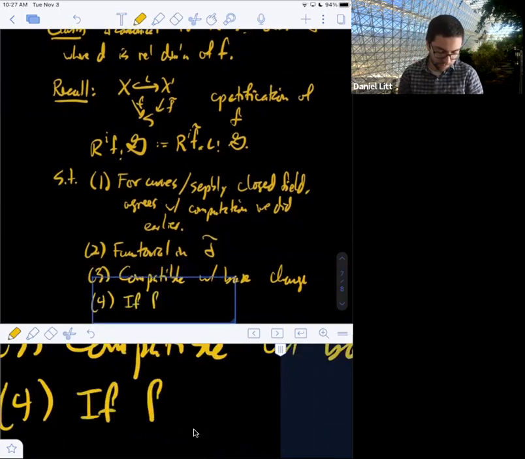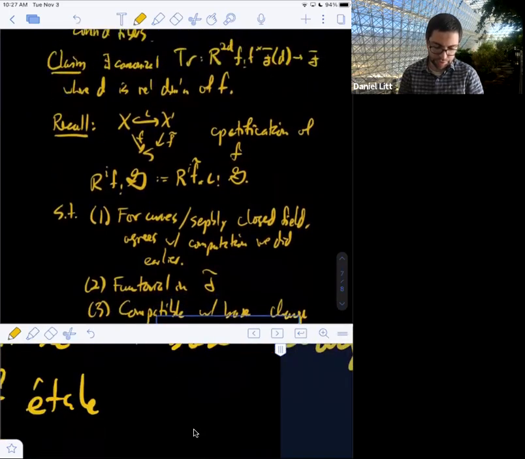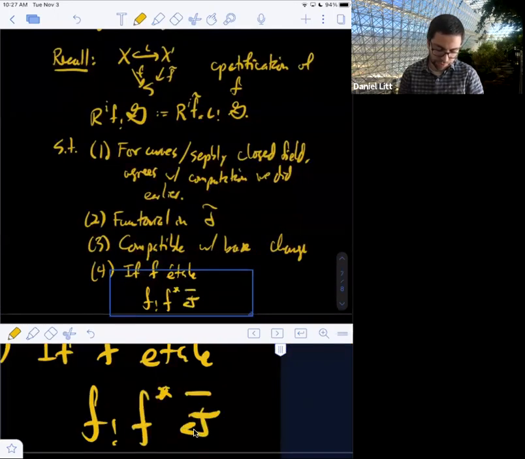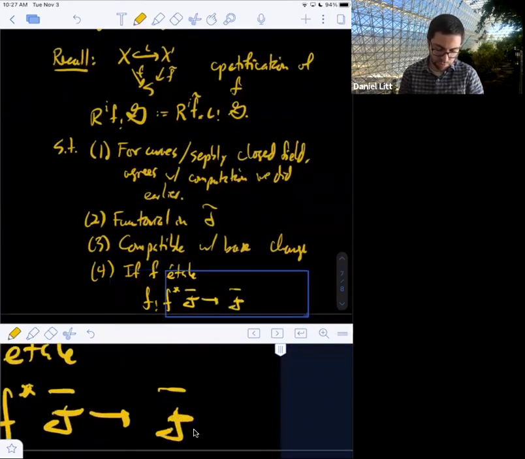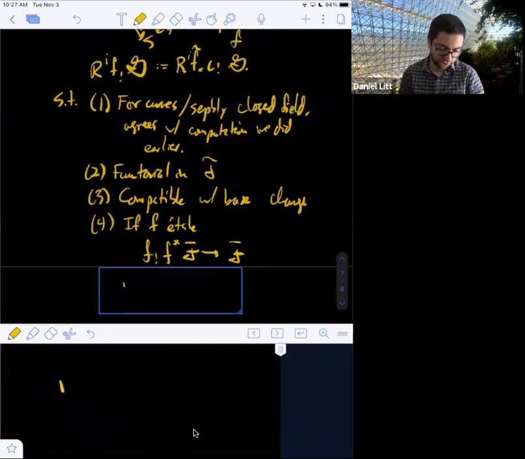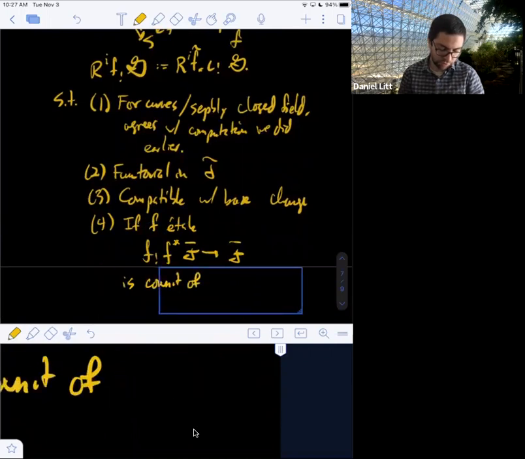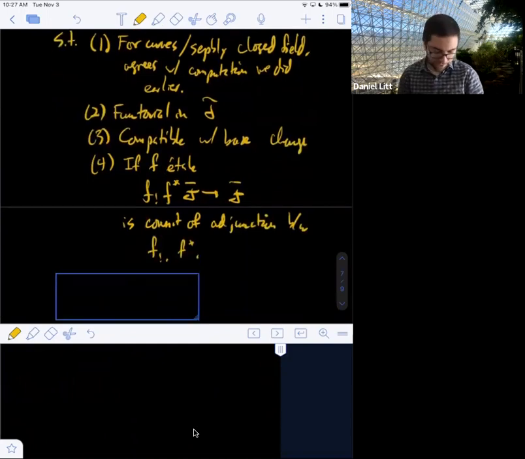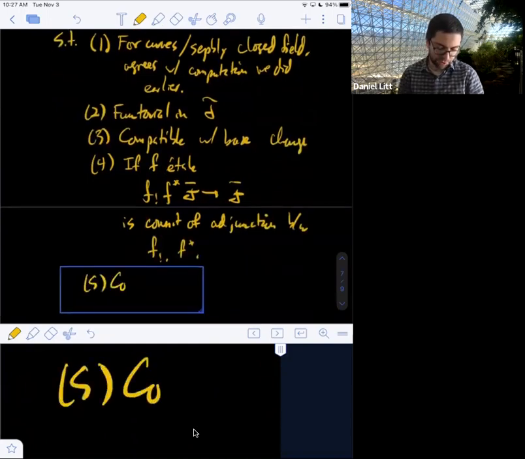So if f is étale, then d is 0, right? So we want to map f_!f^*(F) to F, and this is just the counit of the adjunction between f lower shriek and f upper star. And finally, we want this map to be compatible with compositions.